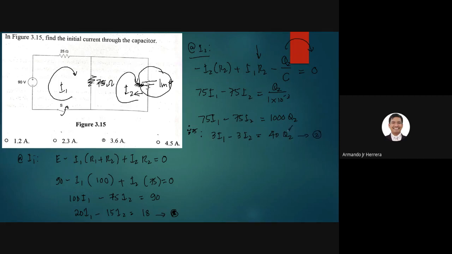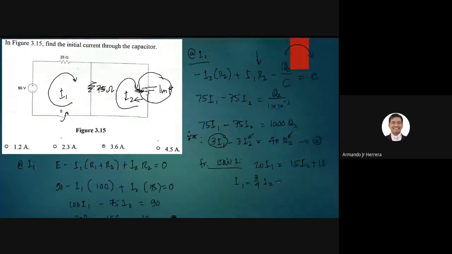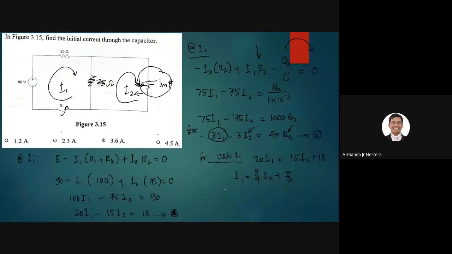So since Q2 ito na related kay I2, tatanggalin natin si I1. So using equation 1, again from equation 1, that's 20 I1 equals 15 I2 plus 18. So let us divide it all by 20. I1 is 15 divided by 20 is 3/4 I2 plus 18 divided by 20 is 9 over 10. So replacing I1 there, so that's 3 times the quantity 3/4 I2 plus 9 over 10 minus 3I2 is equal to 40 Q2.